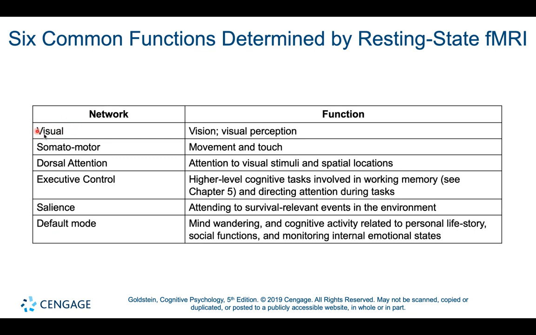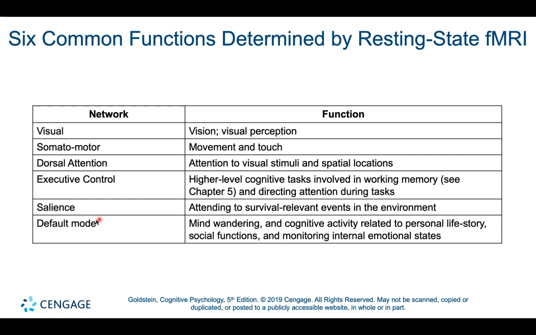We have a network that governs visual information. We have a network that governs somatomotor information, so movement and touch. We have a network that governs dorsal attention. This is attention to visual stimuli and spatial locations. We have a network that governs executive control. These are your higher level cognitive tasks. We have a network that governs salience, so the ability to attend to relevant or survival relevant events in the environment.